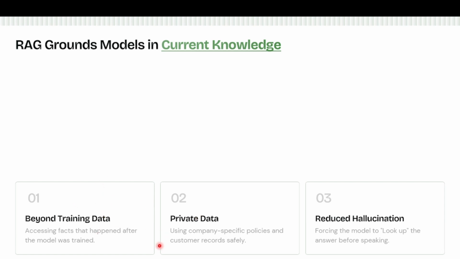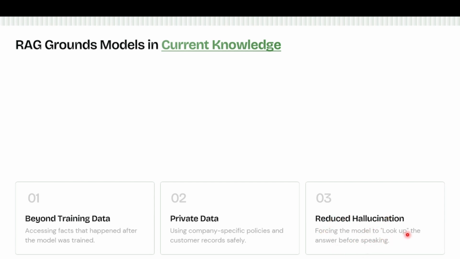Okay, so current knowledge, RAG knowledge, is very important. Private data, so using company-specific policy and customer records safely. So you need to use RAG if you want to use private data. Remember, the LLM is trained on open source data. So to use private data, you have to develop a RAG database. And then RAG, as we have said many times, reduces hallucination because it grounds the LLM information with company data, with domain data, and it enables it to give you facts instead of generating generic information from the open source knowledge on which it is trained.